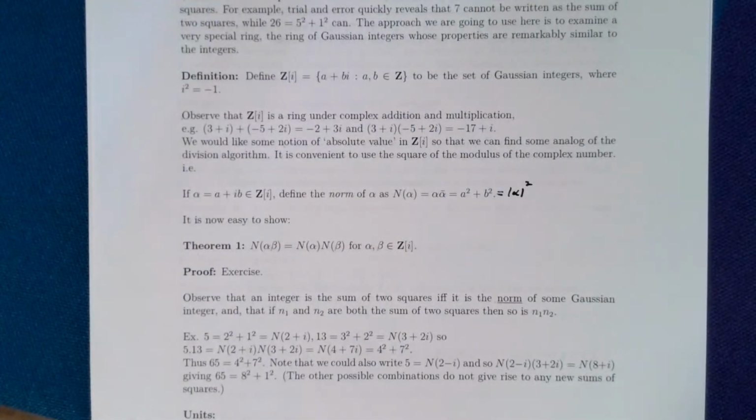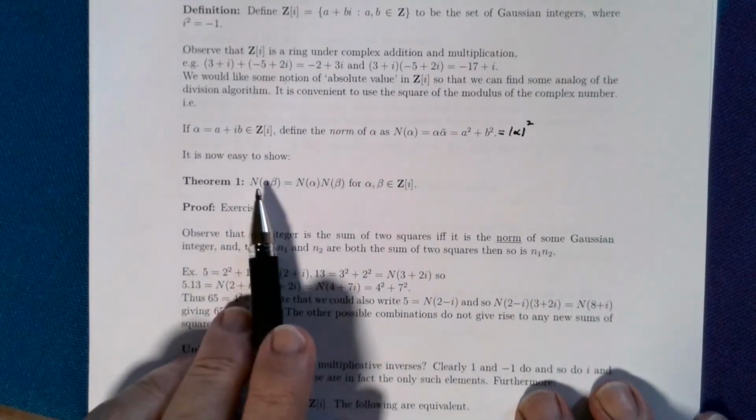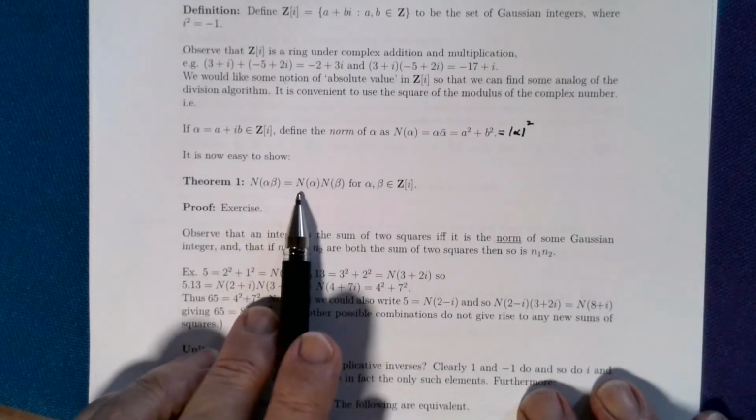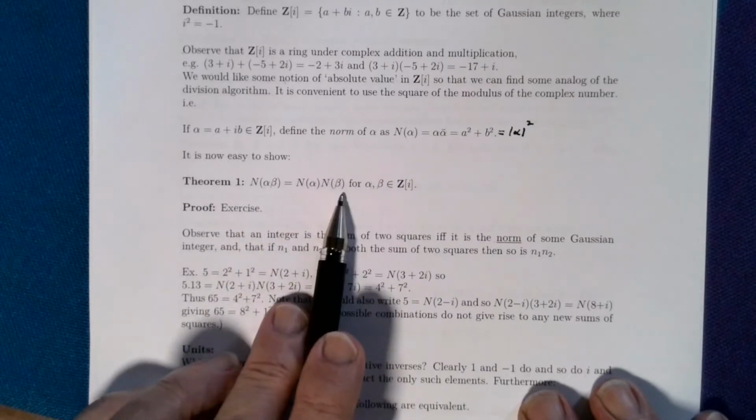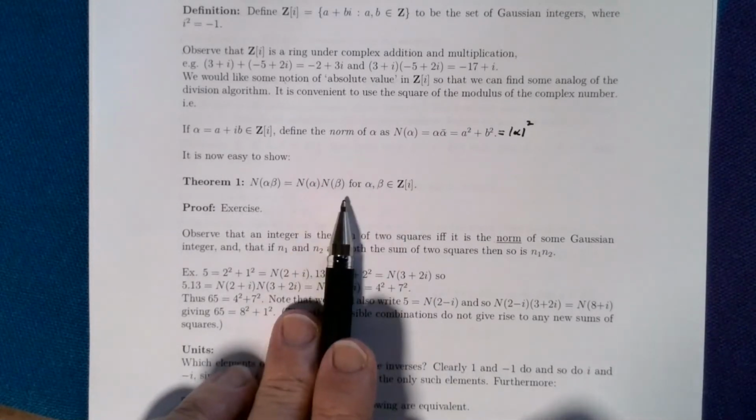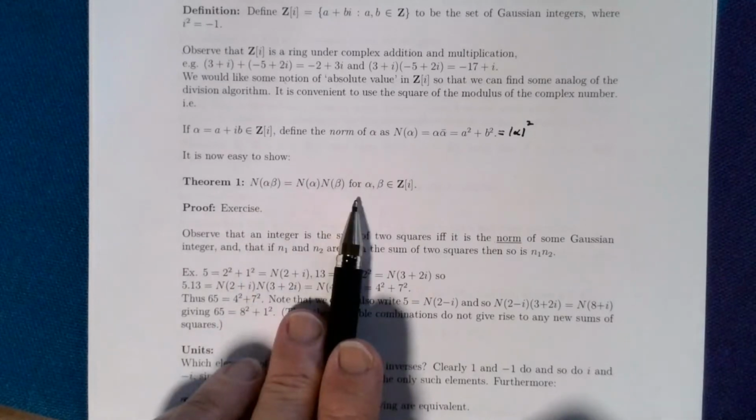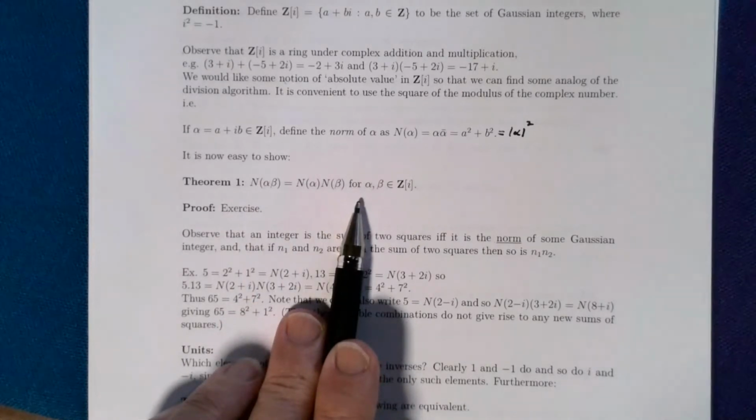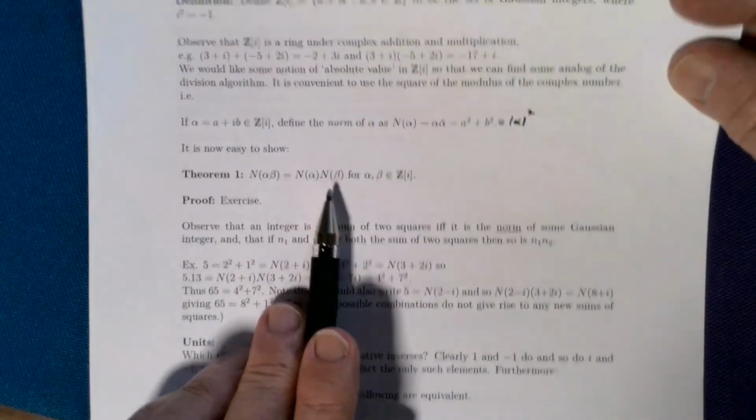Now, it's a nice little exercise to show, it doesn't take much effort, that this norm is multiplicative, that the norm of alpha times beta is the norm of alpha times the norm of beta for any alpha and beta in Z[i]. This is a very nice observation, because it has a nice connection with sums of squares. The proof of this is just a simple exercise in algebra.